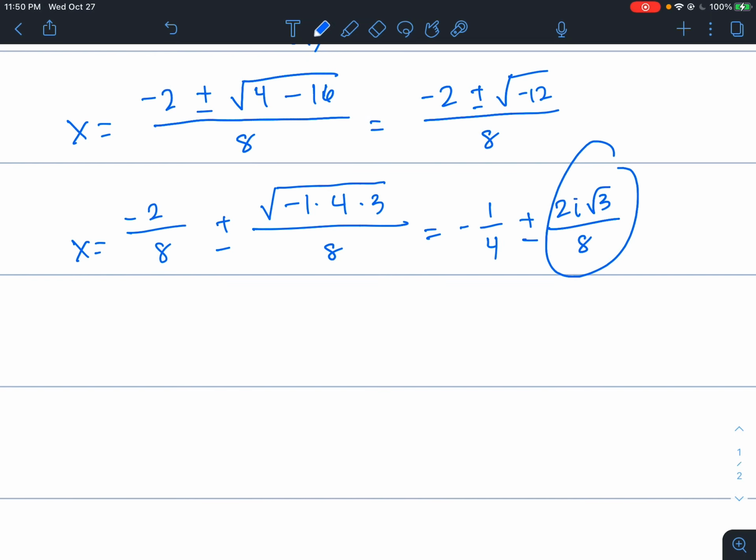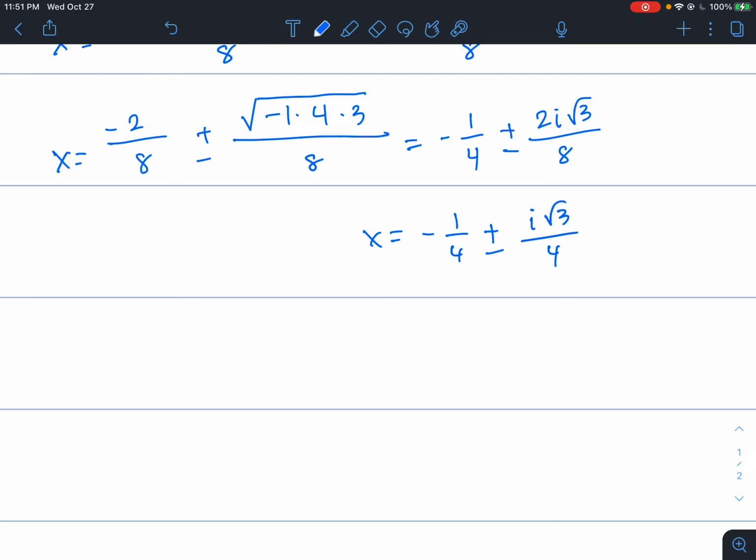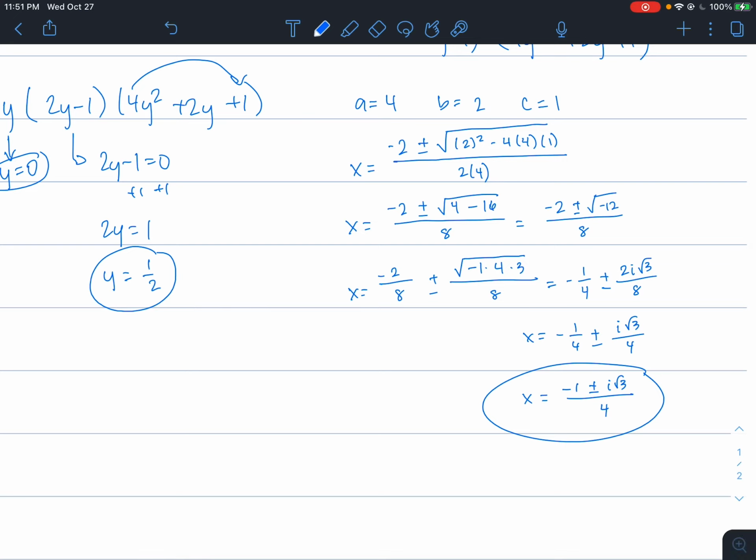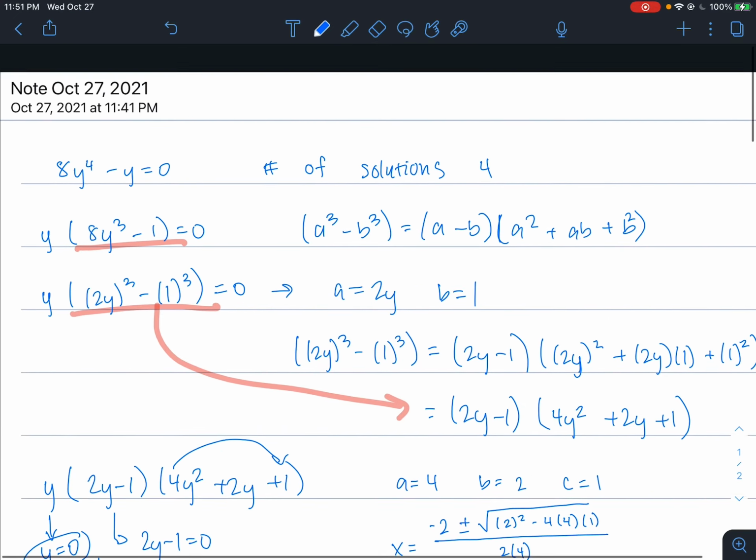Then I can simplify this one a little bit more. I have negative 1 over 4 plus or minus i square root of 3 over 4 this time, because 2 and 8 would just be 1 over 4. Now in your book or your solutions, if you can't completely get rid of the denominators, and they're the same, usually we'll write this as one fraction, so over 4. So that's probably what you'd see. And here are the other two solutions. So here's two solutions, here's one, and here's one, which gives us our total of 4 solutions.